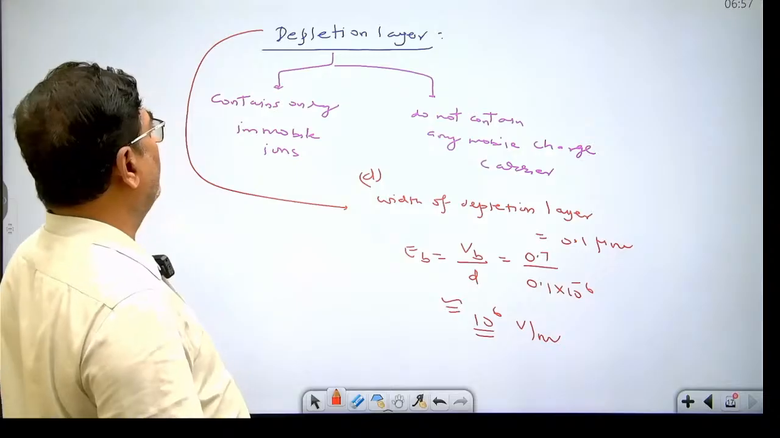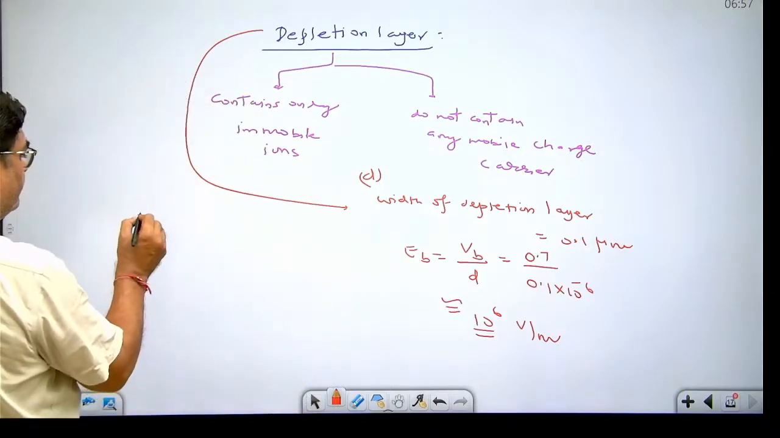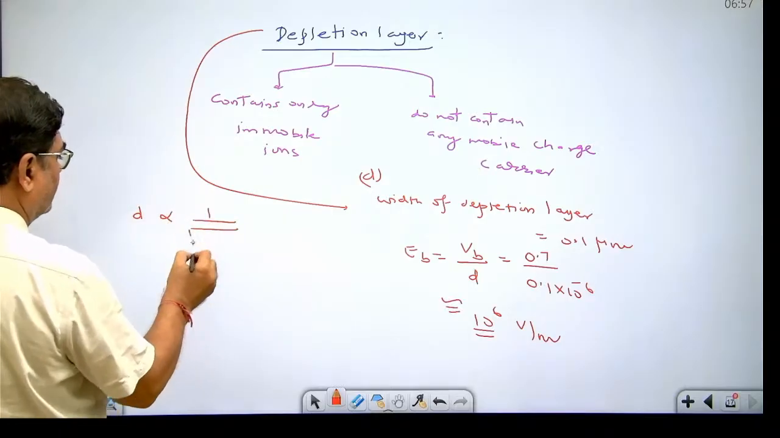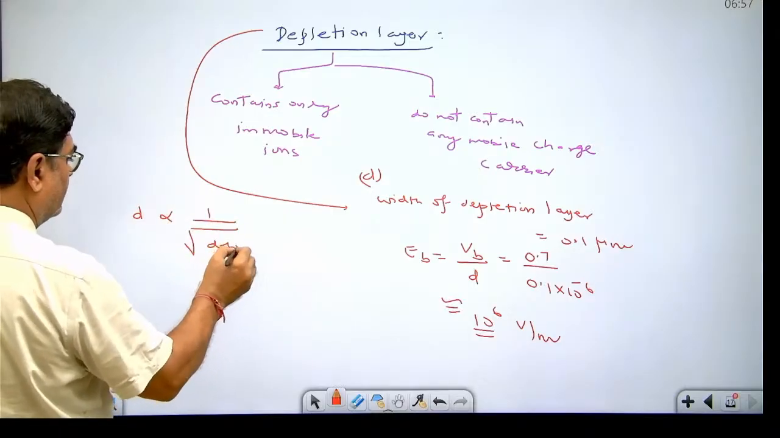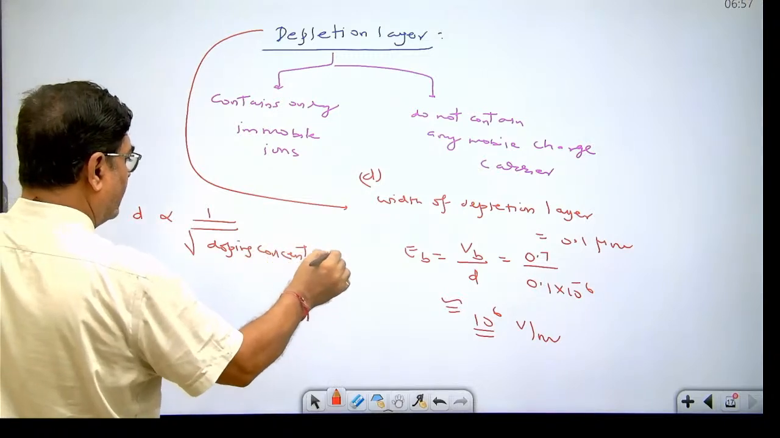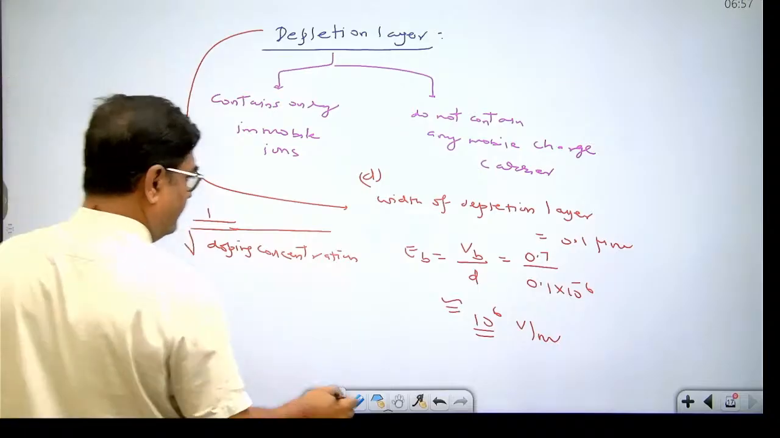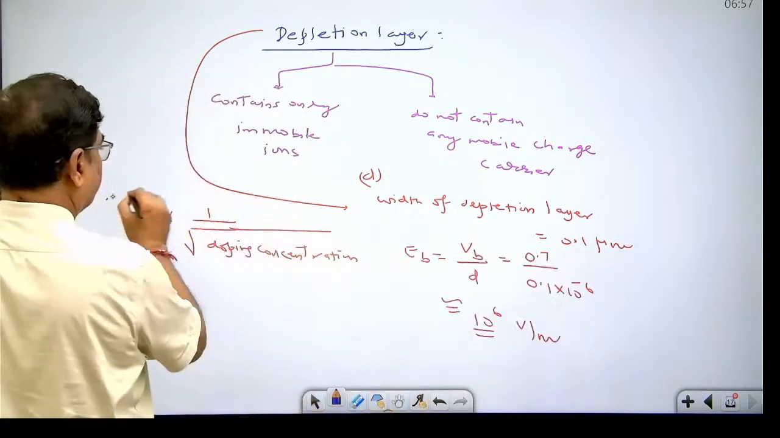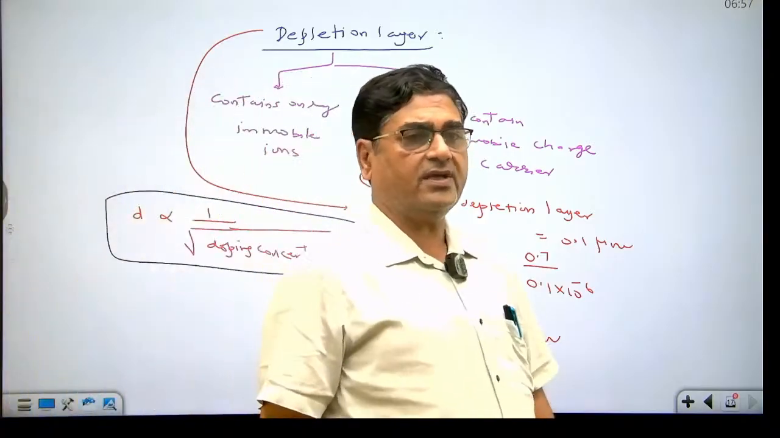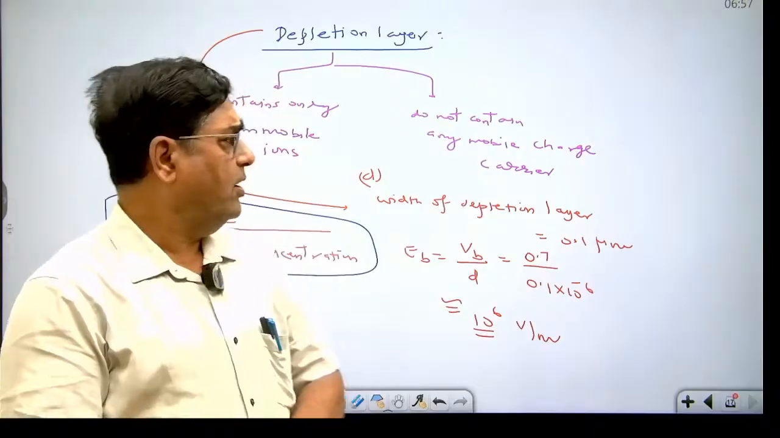Okay. Dear student, what is the width of the depletion layer? It is inversely proportional to the square root of doping concentration. More is the doping concentration, lesser is the depletion layer thickness, and vice versa.